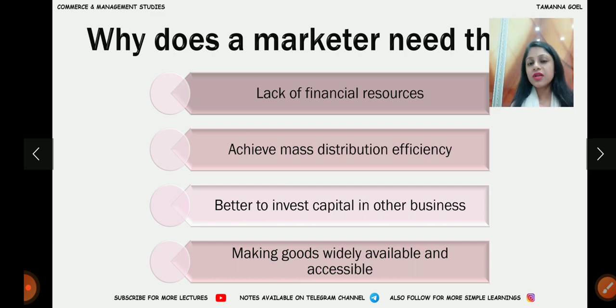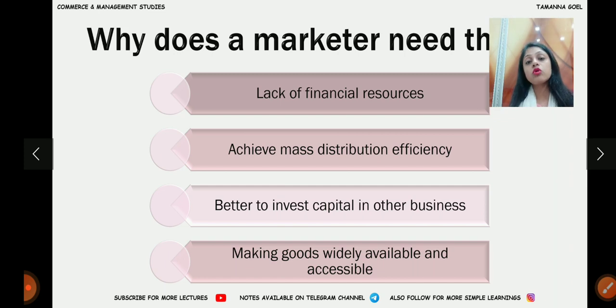So due to lack of financial resources, it is very important that producers use the help of the complete supply chain. Then achieve mass distribution efficiencies. These retailers, wholesalers and agents have wide contacts and wide reach. If your product is something which wants to reach a larger market, then you need to have these intermediaries in your channels of distribution. Better to invest capital in other business.